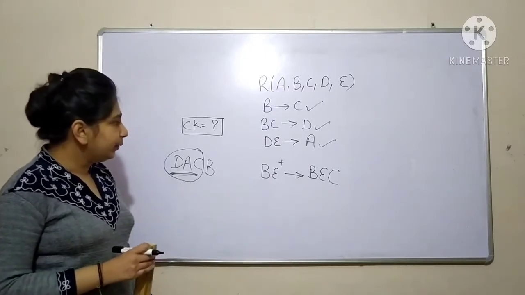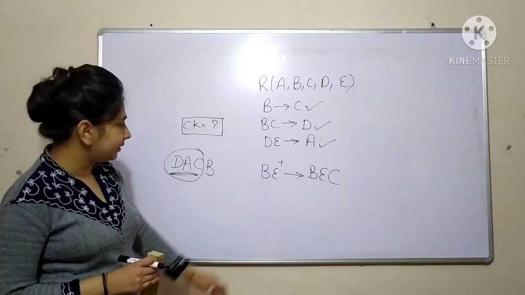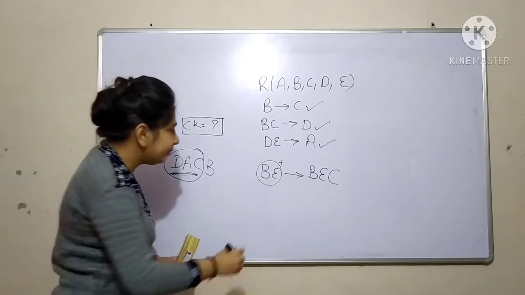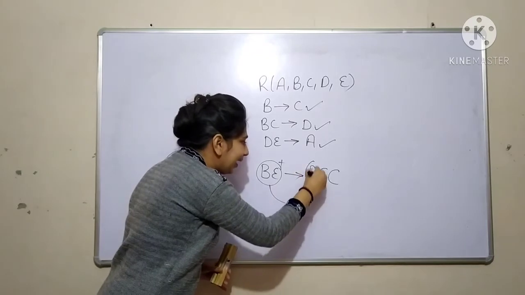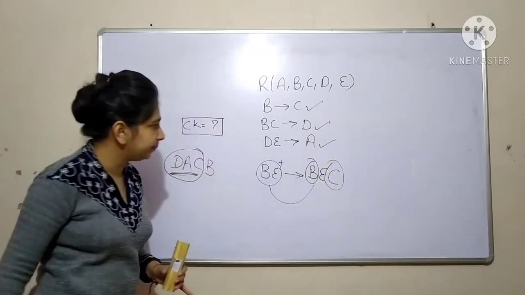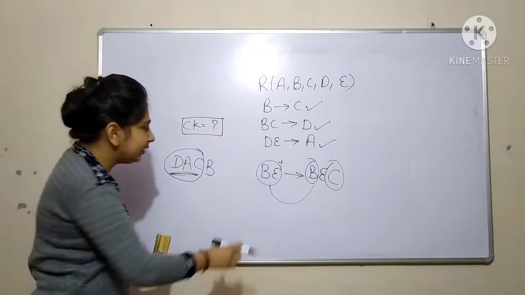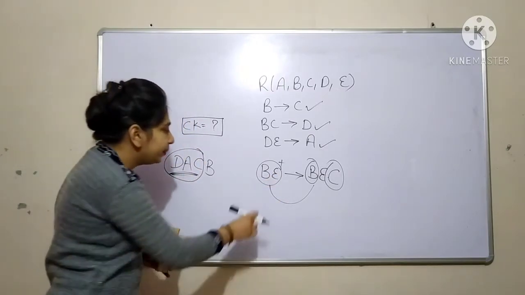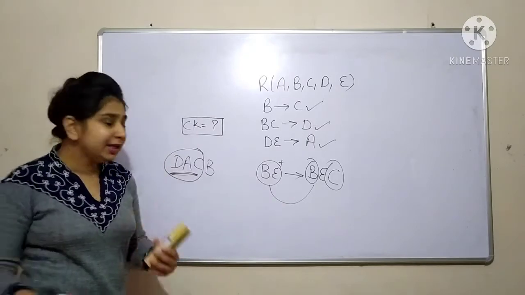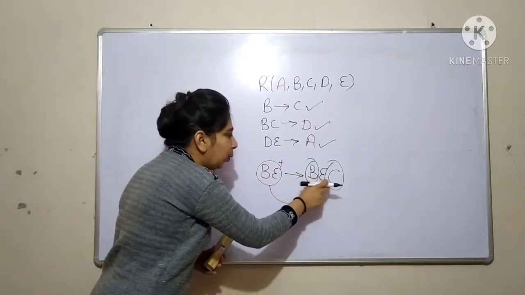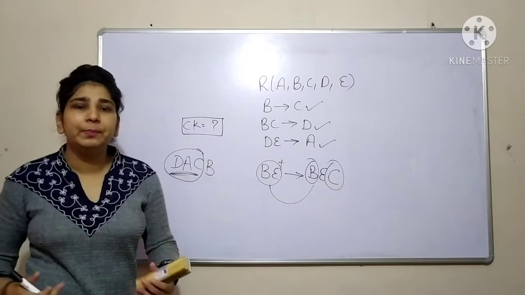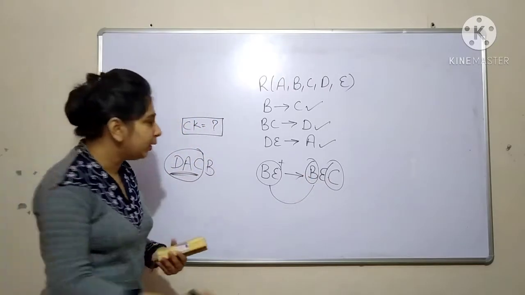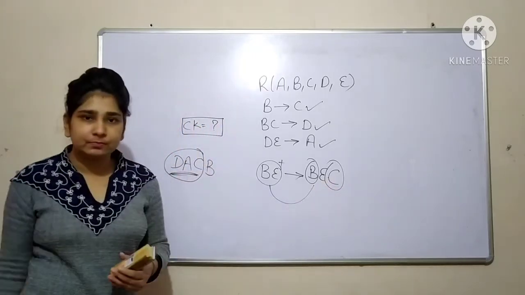Okay, so now check for it. With the help of BE, I am able to determine the value of B and C. If I give you any value of BE, you would definitely get one value of attribute B and C. You will get one value of B and you will get one value of C.